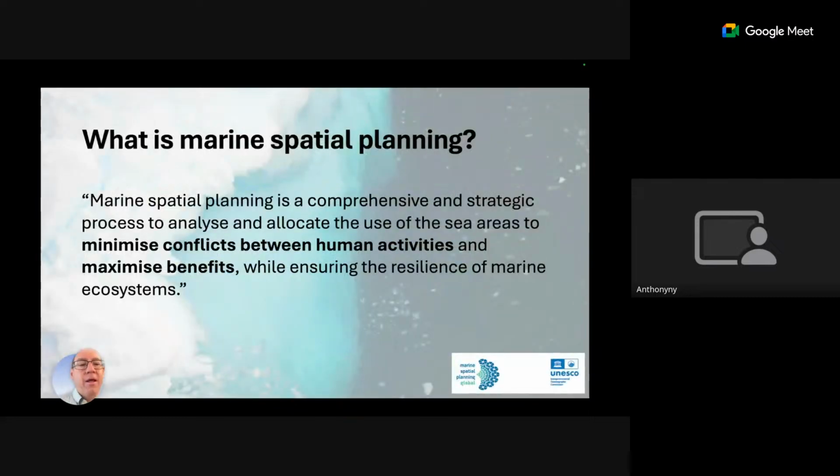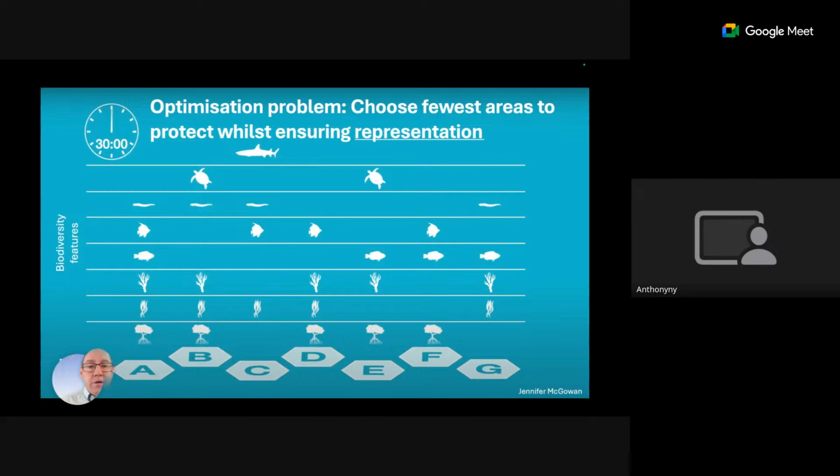So marine spatial planning, here's the definition, and I wanted to highlight it's about minimizing, and you can see the optimization here, minimizing conflicts between human activities and maximizing benefits whilst ensuring the resilience of marine ecosystems. So it's about protecting biodiversity, but trying to minimize the conflicts with humans and maximize the benefits to people and to biodiversity. And just to highlight the optimization here.